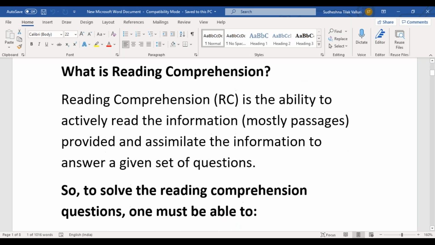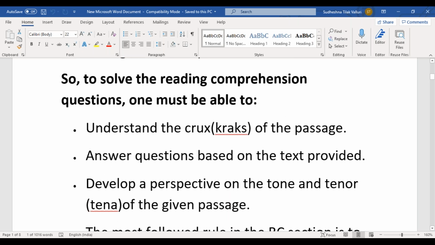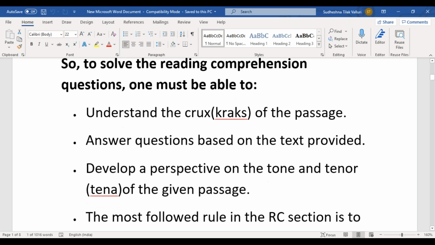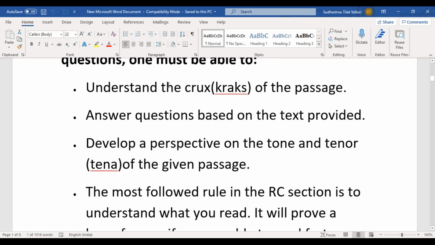Reading comprehension is nothing but the ability to read and understand the information provided in the passages. So just try to read whatever is present. To solve reading comprehension questions, one must be able to understand the crux of the passage. Crux is pronounced like this, crux. Crux means the main theme of the passage. What is the main idea? We call it the crux of the passage.